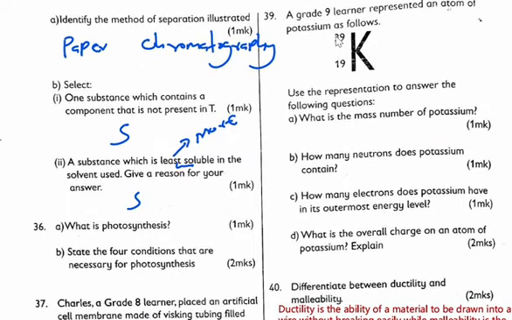Number 19. A grade 9 learner presented an atom of potassium as follows. Here we have 39/19 K. Use the presentation to answer the following questions. What is the mass number of potassium?